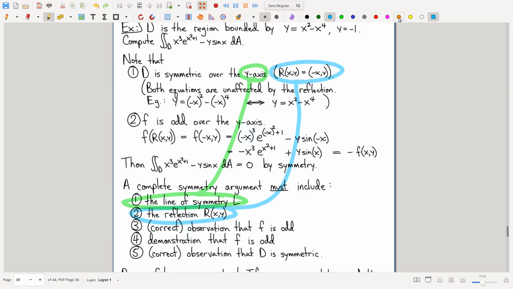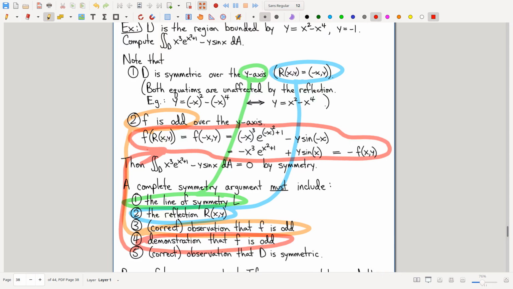Let's see here. You're going to have to give me an observation that the function is odd, a valid, correct observation that the function is odd. Right? You can't just assert it. Then furthermore, you also have to give me a proof of that. Now, it's just this algebra here, right? It's not that bad. It's just a matter of, again, you plug in the reflection formula, do the algebra, and confirm that it is indeed the negative of what it's supposed to be. Right? I just need to see that algebra written out.